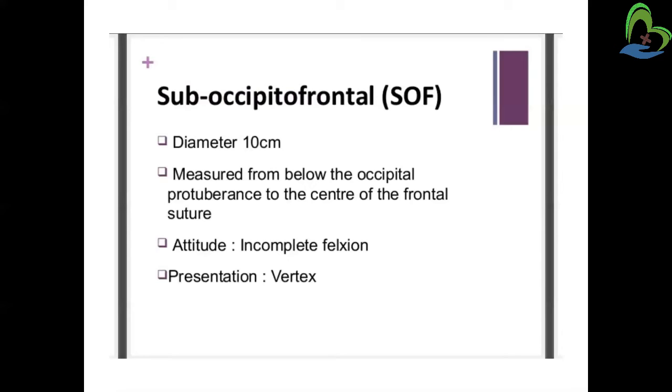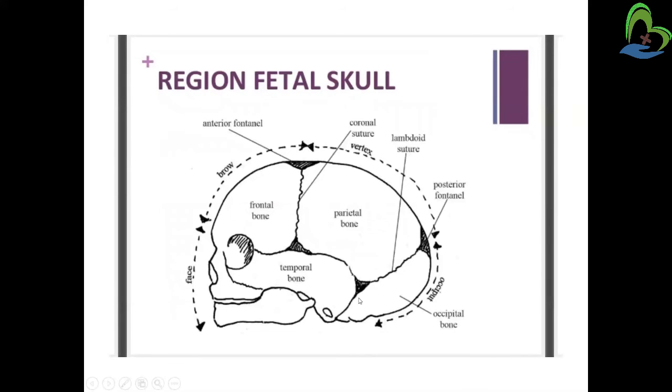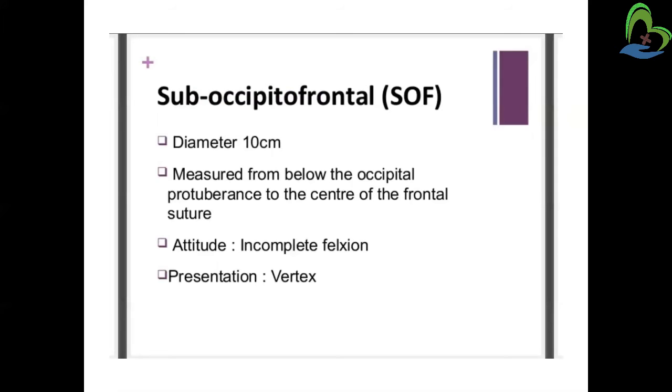Next is the suboccipitofrontal. Same as before, from here to the frontal, means here. So there is a 0.5 centimeter increase over the suboccipitobregmatic. The suboccipitofrontal measure is 10 centimeter, from below the occiput region to the center of the frontal suture. The attitude is incomplete flexion and the presentation is the same as above, vertex presentation. So this is the second diameter, the suboccipitofrontal.